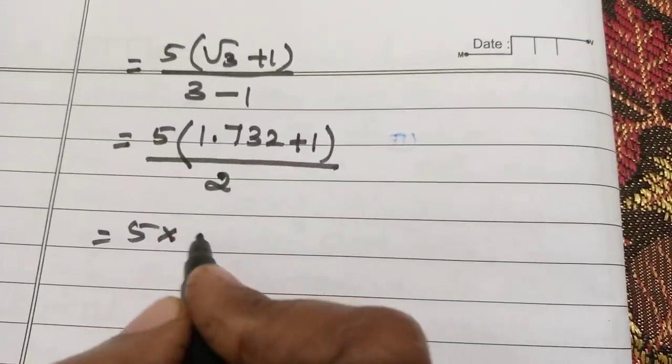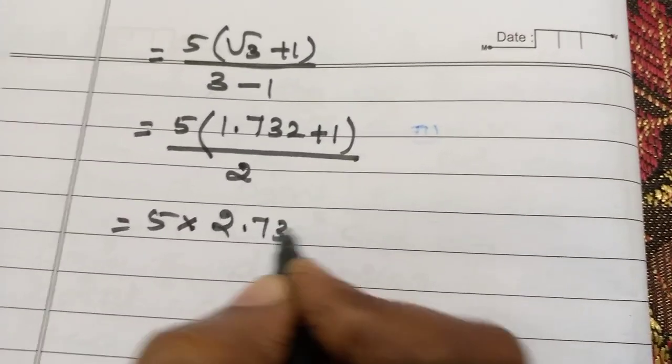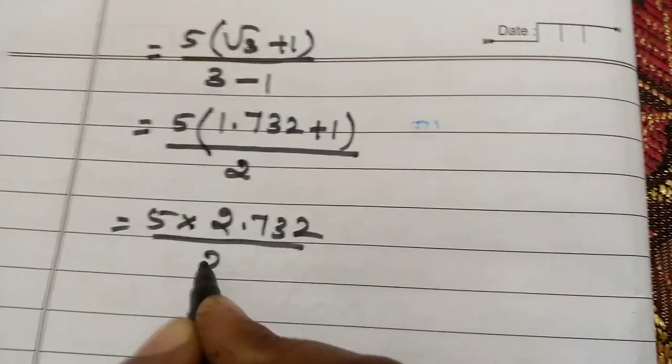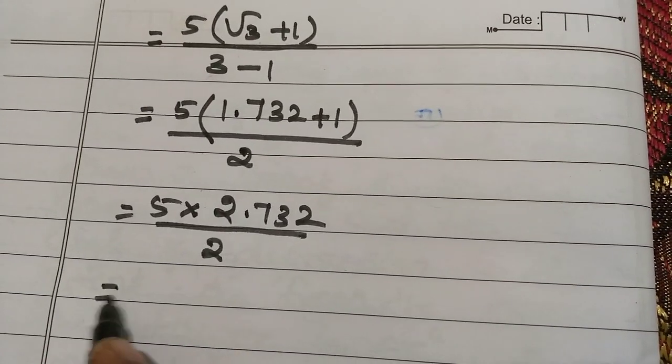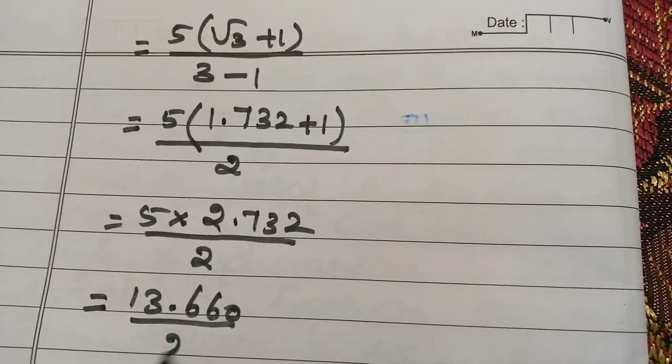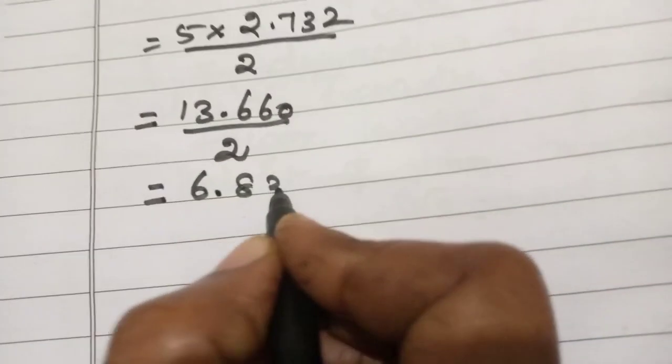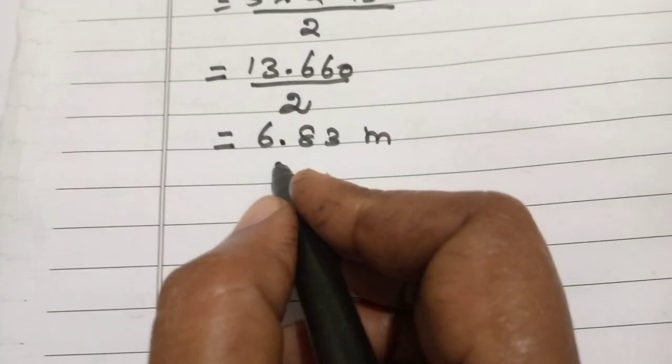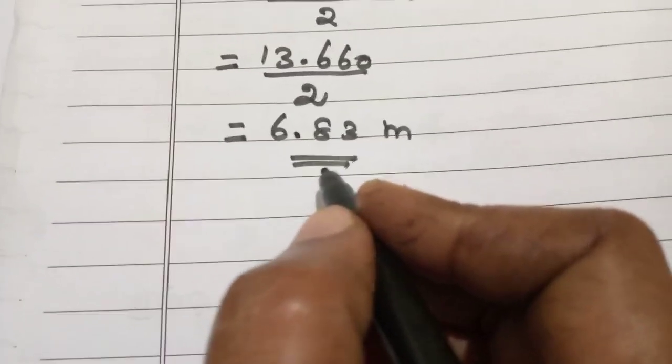Which is equal to 5 into 1.732 plus 1 is 2.732 by 2. This 5 value let us multiply, we get 13.660 by 2. Okay, divided by 2 we get 6.83 meter. Okay, understood students?